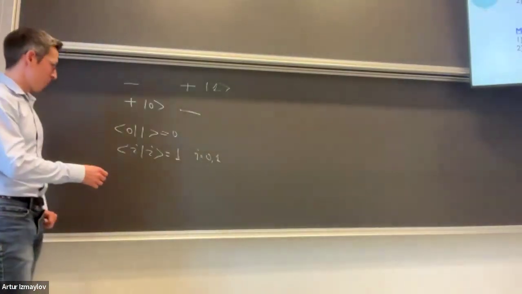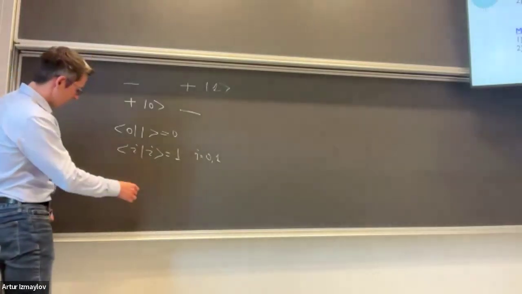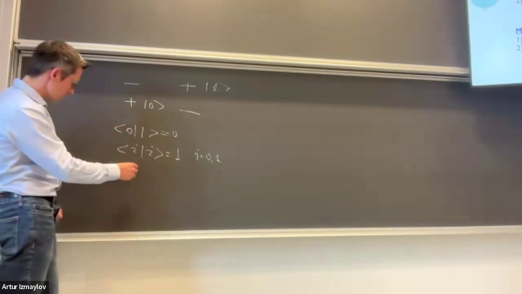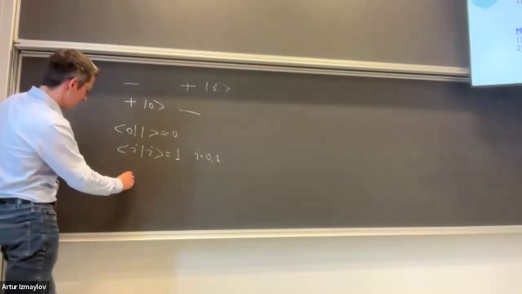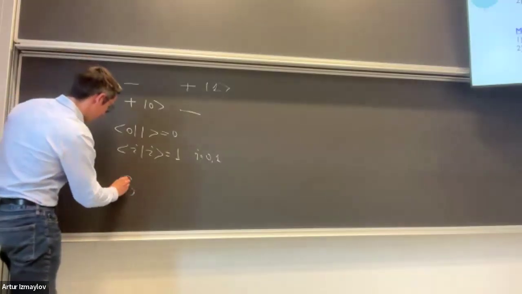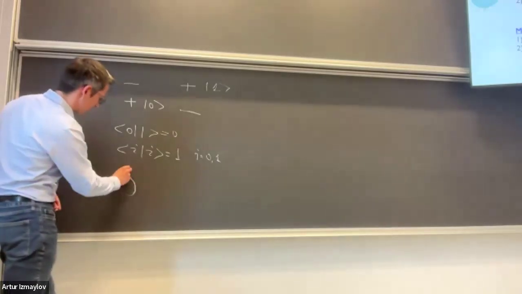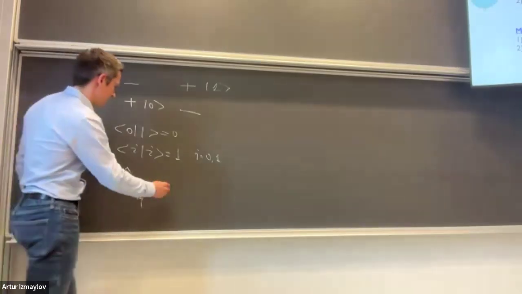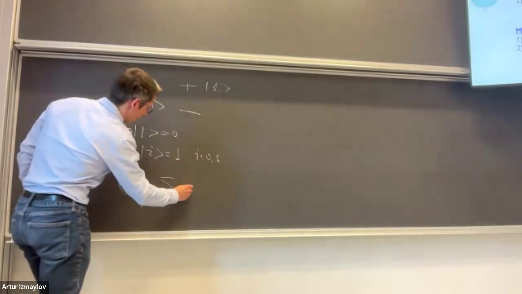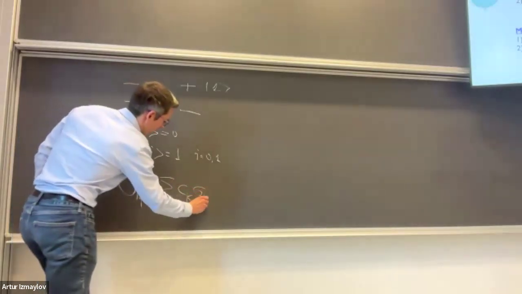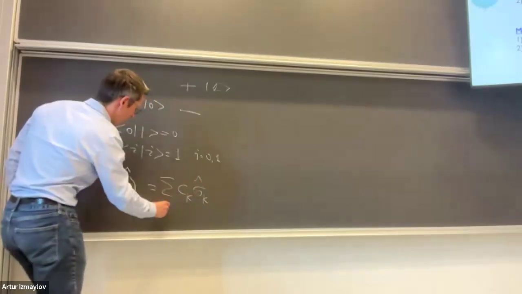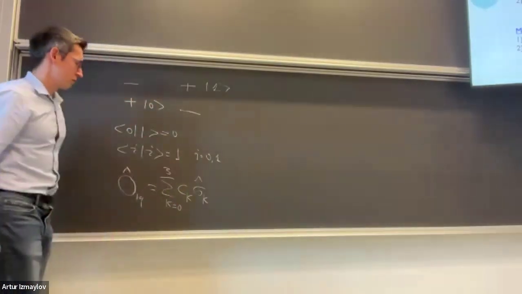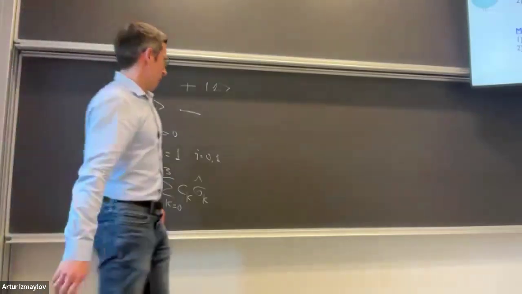We also talked about how any single qubit operator can be written as a linear combination. If we have an operator that acts on one qubit, it can be written as a linear combination of Pauli matrices or Pauli operators, where k goes from 0 to 3. And we defined what these Pauli matrices are and their properties.